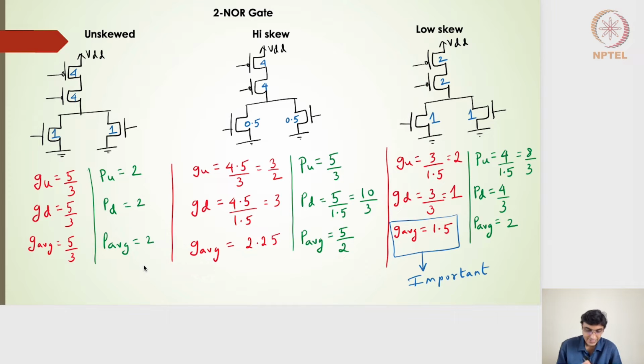For the high skew gate, let me pick up a pointer. Now the widths of the transistors are 0.5 on the NMOS side and 4 on the PMOS side. So my benchmark inverter will change for the pull-up circuit and the pull-down circuit. The benchmark inverter for the pull-up circuit will be 2:1.